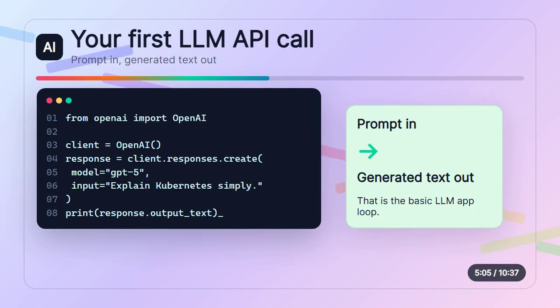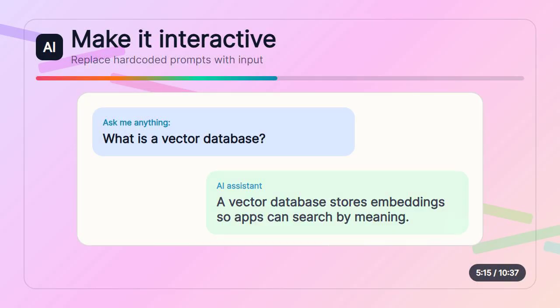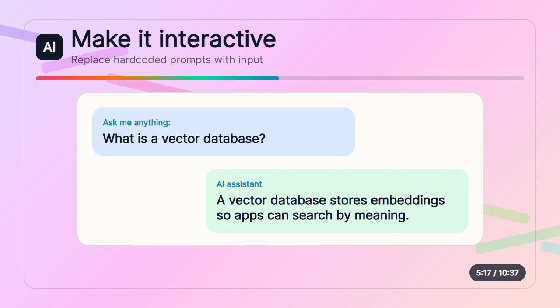But most AI applications don't send user prompts directly. Instead, they include instructions. This is called a system prompt. A system prompt defines the behavior of your AI. For example, you might tell the model, "You are a senior software architect. Explain concepts clearly. Use examples." That instruction changes how the assistant responds, even when the user asks the same question.